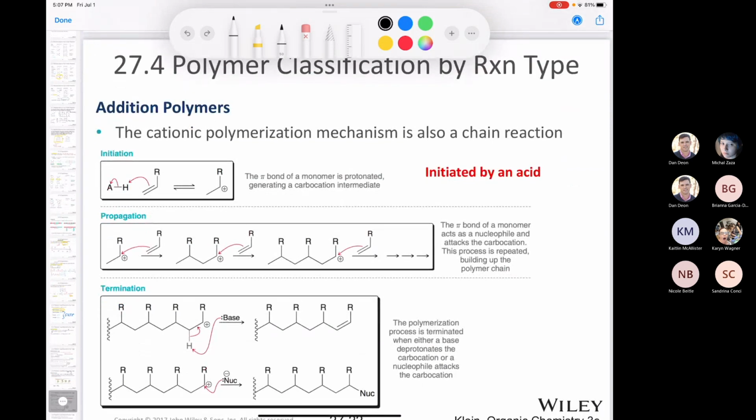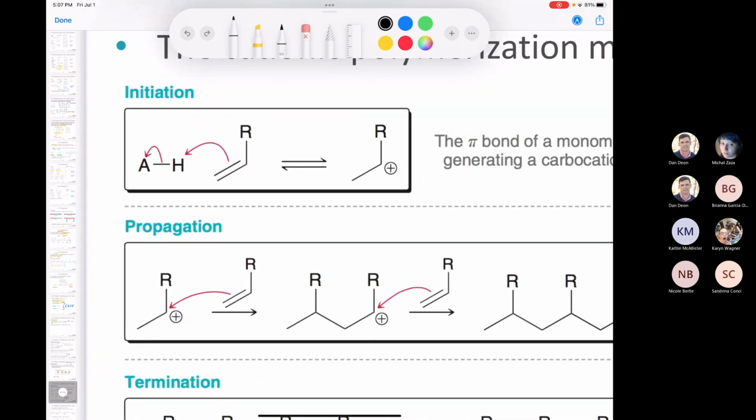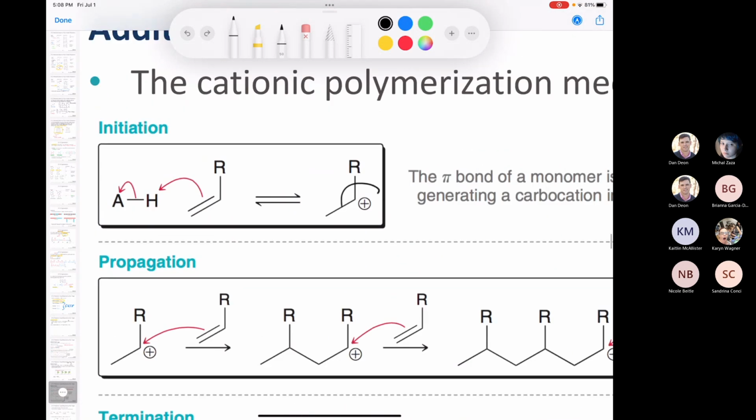The first step is going to be the initiation. It's not a radical initiation, it's initiating the formation of a carbocation. And the way that we do that initiation is by treating our ethylene derivative with an acid. So you see that this double bond in our monomer behaves as a base, or a proton acceptor, and we end up forming the conjugate base, but we form a carbocation. So here you see why that electron donating group is a good thing, because it stabilizes that carbocation.